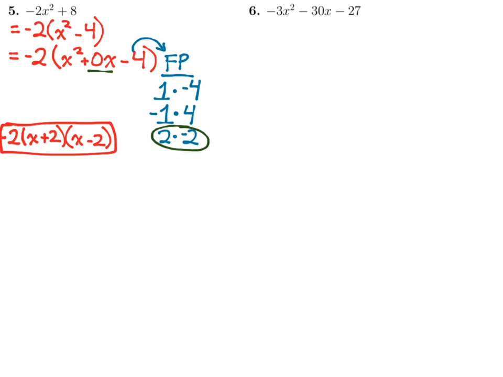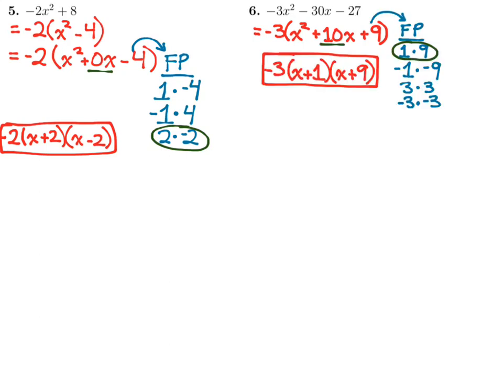I'll wait a few seconds so you can pause the video, try it, and when you're done, I'll still be here. Welcome back. So, we got ourselves a negative 3 factored out. That makes x squared plus 10x plus 9. That's a big deal there. And then from there, it should be hopefully boring by now. Take the 9, factor pairs: 1 and 9 are the winners because they make 10. So x plus 1, x plus 9, with that negative 3 in front.